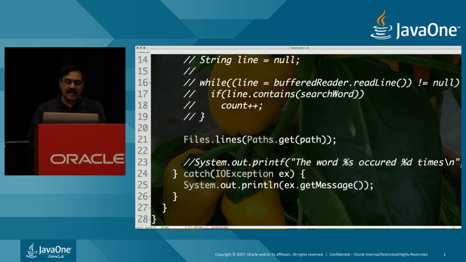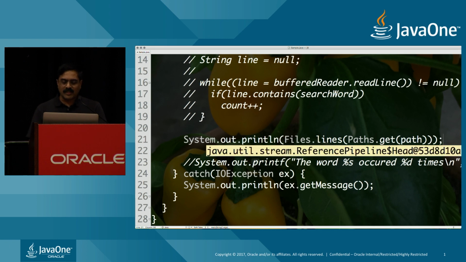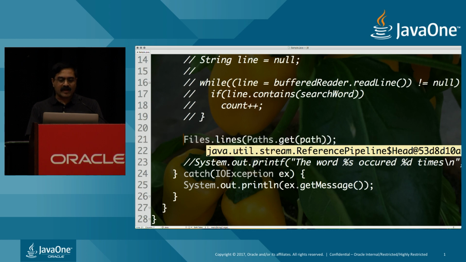So Paths.get, what does that really give us? Let's quickly take a look at what this function returns to us. Thankfully, it's returning a stream, which is really nice. Now that we have a stream on our hands, we can use the stream API to do further processing.